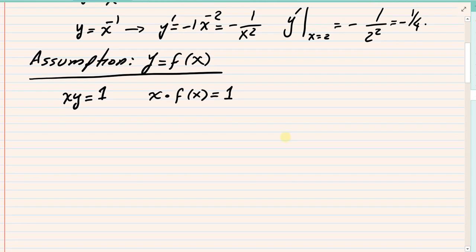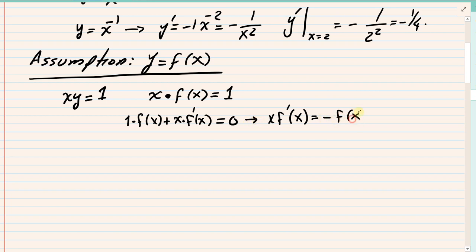The derivative of the right side is 0. On the left side, we have a product, x times f of x, so we're going to apply the product rule: the derivative of the first times the second, plus the first times the derivative of the second. At this point, let's solve for f prime of x. We get x f prime of x equals negative f of x.